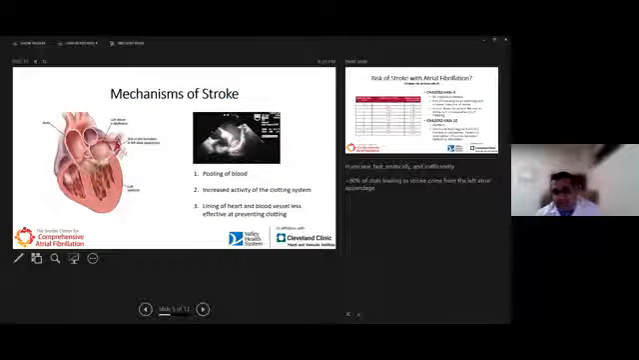And as Dr. Sichrovsky mentioned, you have this hurricane in your heart when you have atrial fibrillation, where the top chambers of the heart are beating fast, erratically, and inefficiently. It leads to pooling or congealing of the blood, also increased activity of the clotting system, and the lining of the heart and blood vessels are less effective at preventing blood clots.